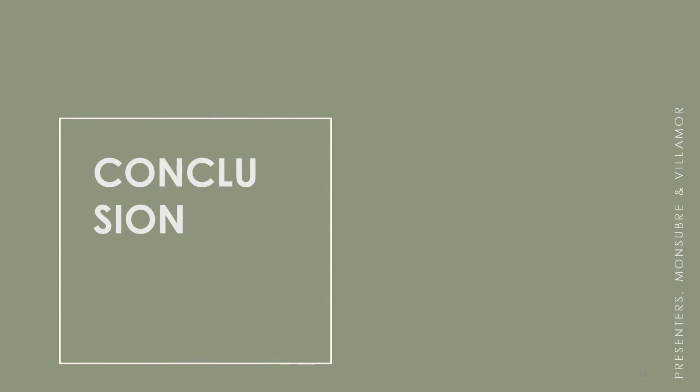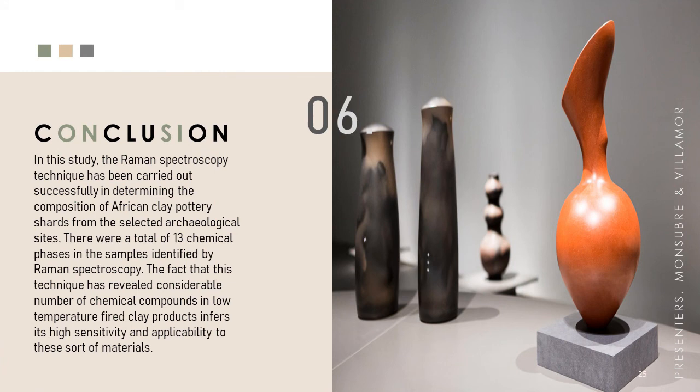Conclusions. So, based on the results, the Raman spectroscopy technique has been carried out successfully in determining the composition of African clay pottery shards from the selected archaeological sites. There were a total of 13 chemical phases in the samples identified by Raman spectroscopy. The fact that this technique has revealed a considerable number of chemical compounds in low-temperature fired clay products infers its high sensitivity and applicability to this sort of materials.